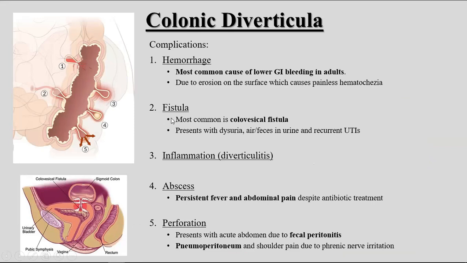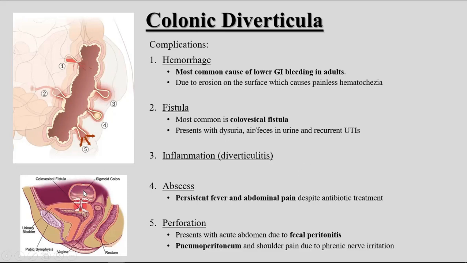Okay. Second thing is fistula. Again, because it can erode through the entire surface, it can actually form a connection with another organ. So here you can see the sigmoid colon, and it's in very close proximity to the bladder, even though you might not think of it. So there can be an abnormal connection formed here, which is known as a colovesical fistula, which is actually very, very dangerous because it can present with extremely painful urination, which is known as dysuria.